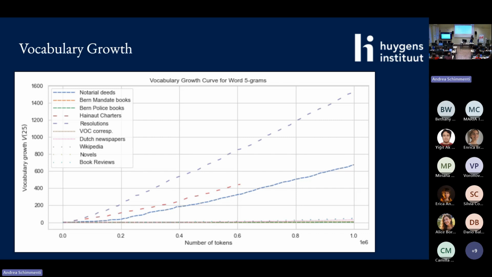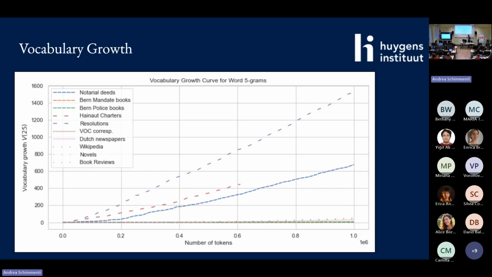We took 10 different corpora. The top 5 in the legend are all administrative. So we have notarial deeds, we have 2 books from the Swiss canton of Bern, police and mandate books, we have some medieval charters, and we have the resolutions. Then 5 fairly randomly selected corpora, based on what I could easily get my hands on, from other domains, some modern, some historic Dutch. They're not all in Dutch, by the way.